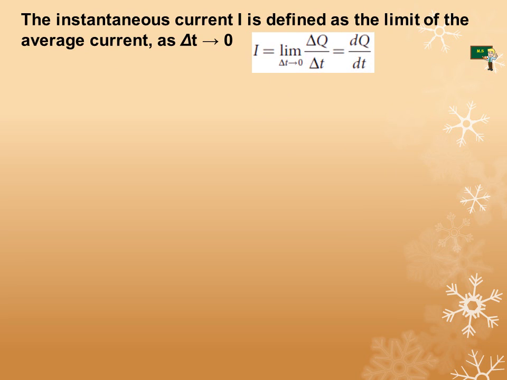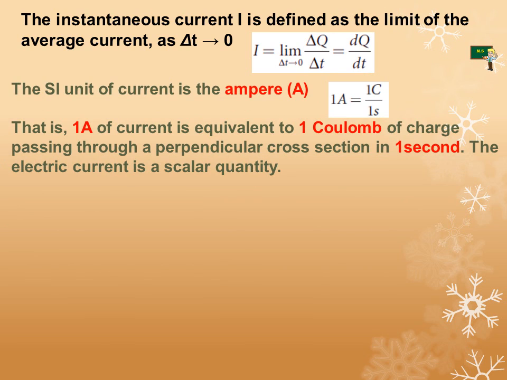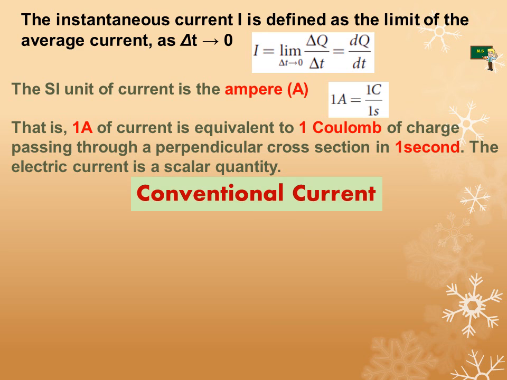The instantaneous current I is defined as the limit of the average current as delta t goes to 0. I equals the limit as delta t tends to 0 of delta Q by delta t, which is equal to the derivative of charge divided by the derivative of time, dQ by dt. As you know, the SI unit of current is the ampere and it is denoted by the symbol A. 1 ampere is equal to 1 coulomb divided by 1 second, or 1 ampere of current is equivalent to 1 coulomb of charge passing through a perpendicular cross section in 1 second. The electric current is a scalar quantity.